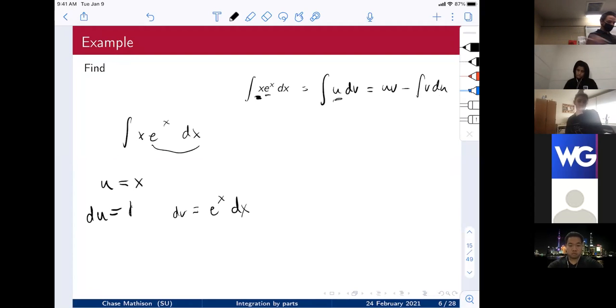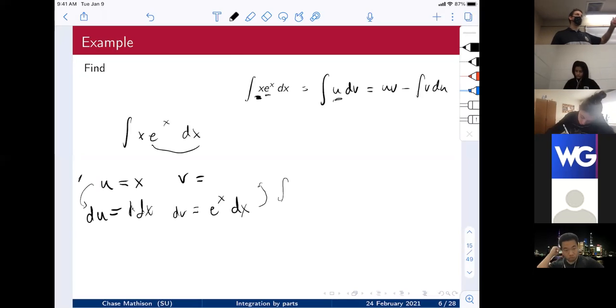Yeah, one combining is one dx, right? Exactly right. And if dv is e to the x dx, then what is v? So we differentiate to get from here to here. To go from here to here, I'm going to take an integral. So here I took a derivative. Here I take the antiderivative of e to the x, and I get what? E to the x, perfect.